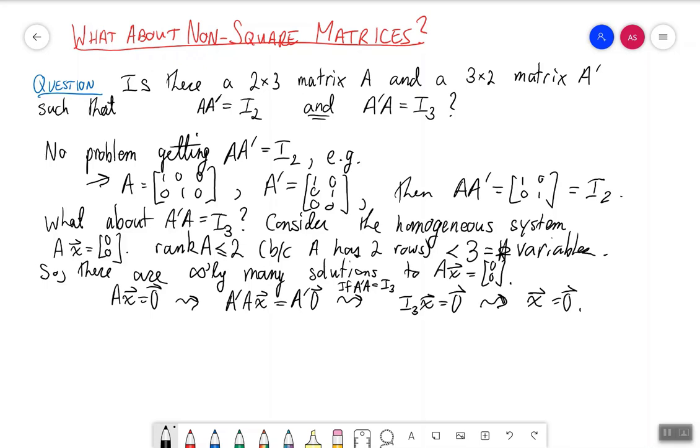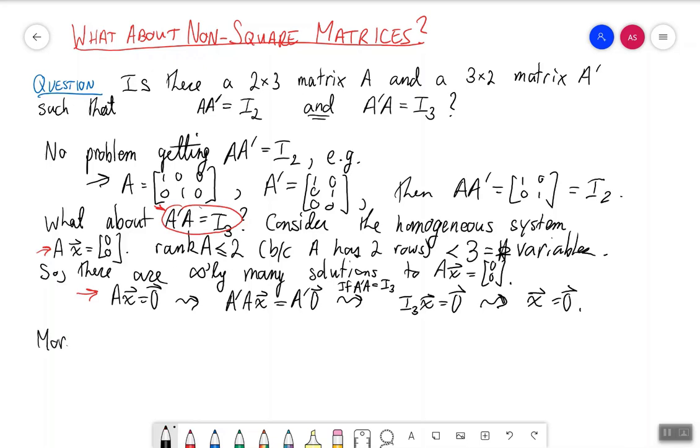So in other words, if I have some matrix A prime for which this is true, then the system here would have to have infinitely many solutions. But if it has infinitely many solutions, one of those solutions is not 0. But what I just argued tells me that the non-zero solution I chose actually had to be 0, which means that our initial assumption that we could find an A prime for which A prime A is I3 has to be false.